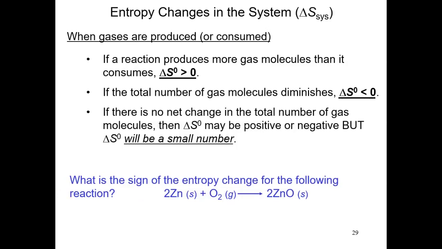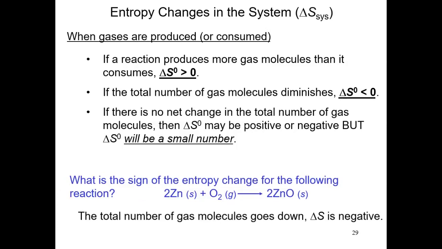What would you expect for the entropy change to be, positive or negative? Right, you look at the number of gas molecules, there's one on the left, there's none on the right, the number of gas molecules goes down. So this reaction should proceed with a negative delta S.